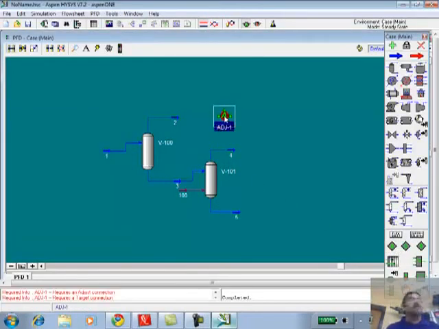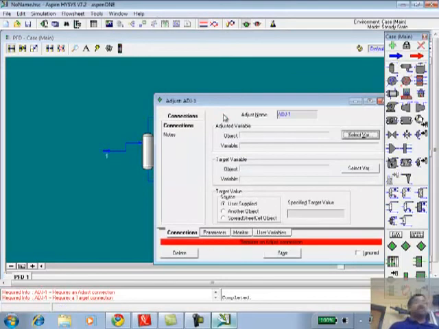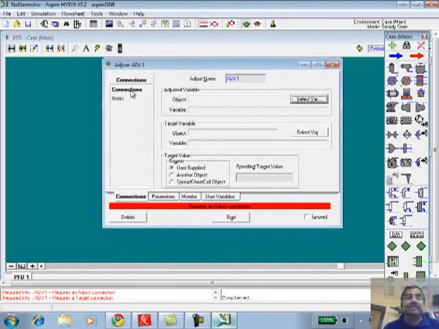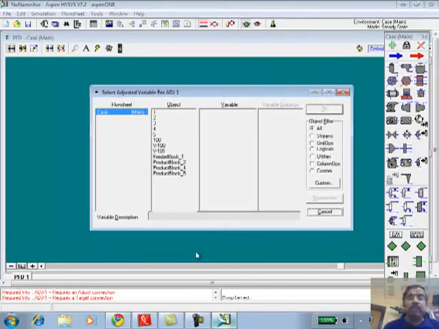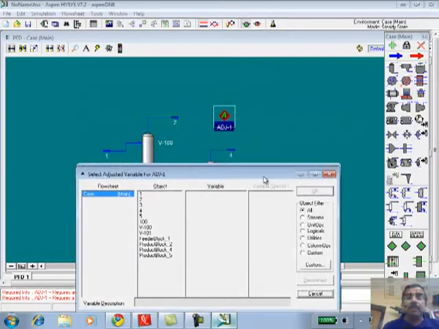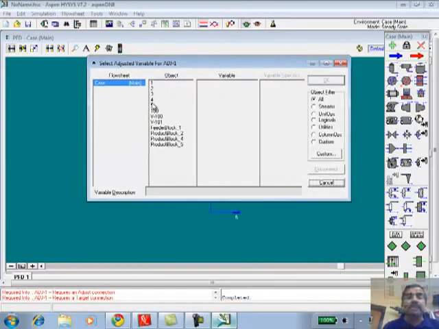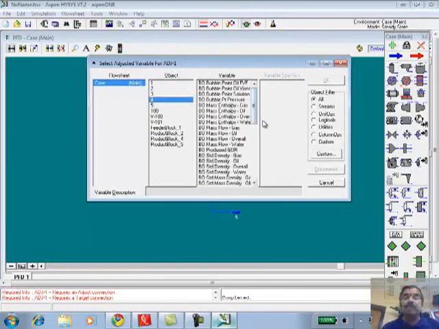Okay, there is the adjust block. This is how you would learn a new thing for the first time. You just double click on that and see what that block does. So here is the adjust name and the connections and adjusted variable, select a variable. So let's try that. What do we want? I guess I need to keep going back and forth. We want stream 4. So select stream 4 and look at the amazing power that you have.